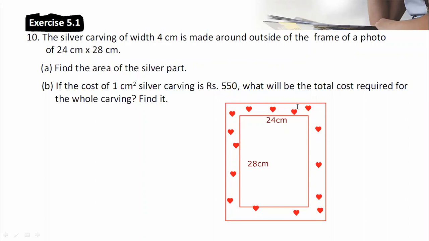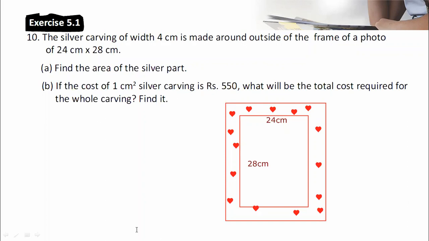That means area of the outer path. We have to use the formula for area of outer path. So there is a simple formula for area of outer path: 2D bracket L plus B plus 2D. That is the formula. And after that, if the cost of 1 cm square silver carving is rupees 550, what will be the total cost required for the whole carving?